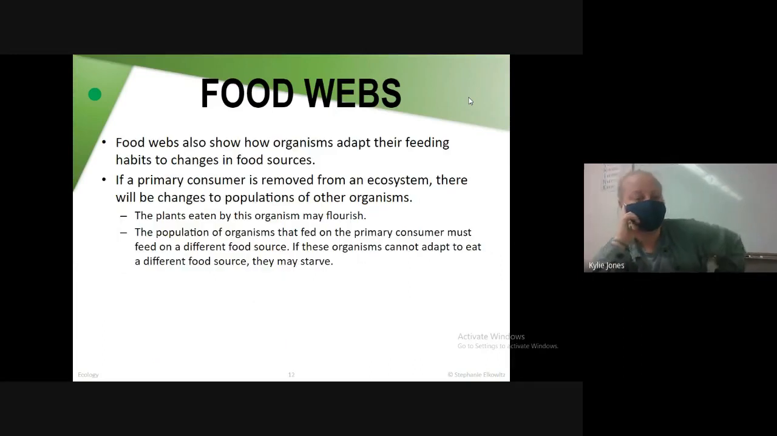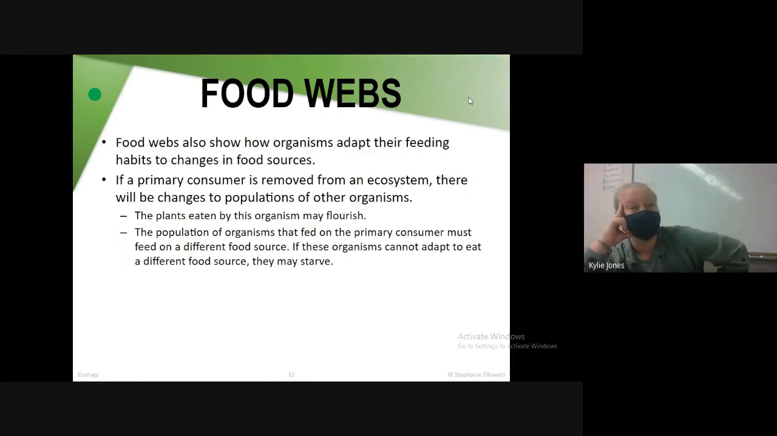Next slide, more about food webs. They also show how organisms adapt to their feeding habits to change their food sources. So if a primary consumer is removed from the ecosystem, so like all of this one species goes extinct, there will be changes to the populations of another organism. So a plant that was eaten by the one that got removed, that died out, might flourish. There might be tons of that plant now. The population of the organisms that feed on the primary consumers must feed on a different food source now. If the organisms cannot adapt to eat a different food source, then they might starve.